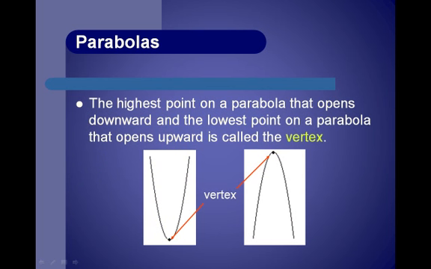The highest point on a parabola that opens downward and the lowest point on a parabola that opens upward is called the vertex. This parabola opens upward, so the lowest point is the vertex. This parabola opens downward, therefore the highest point is called the vertex.